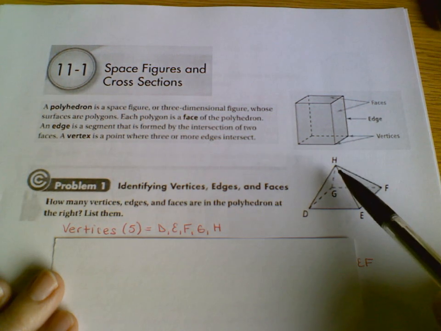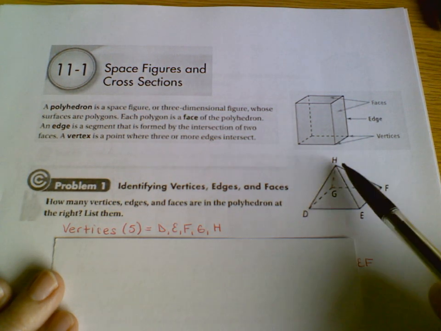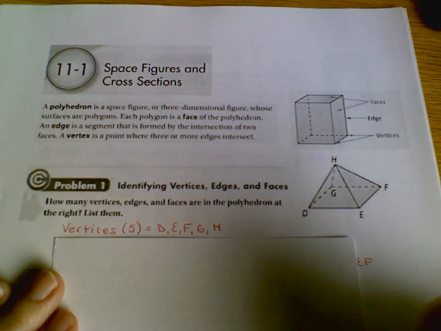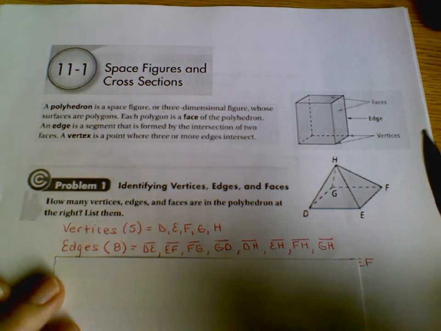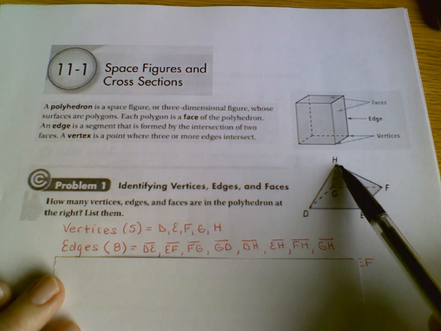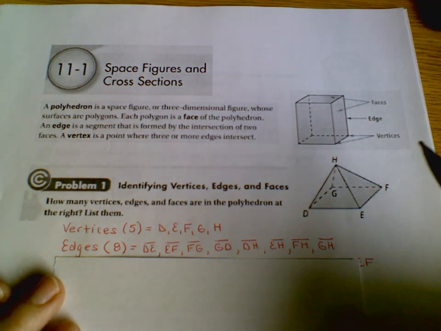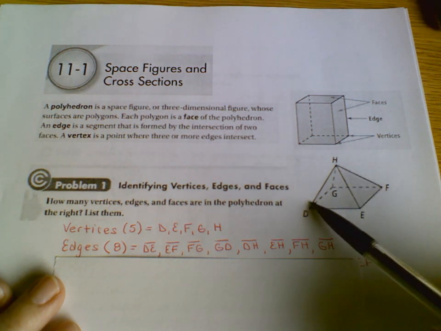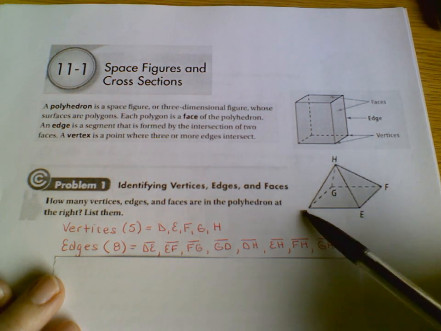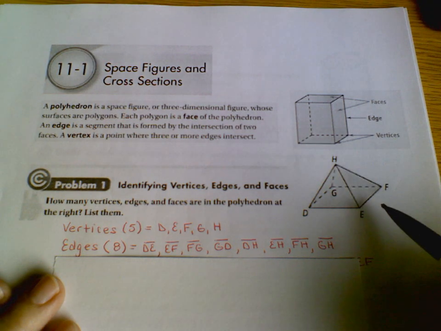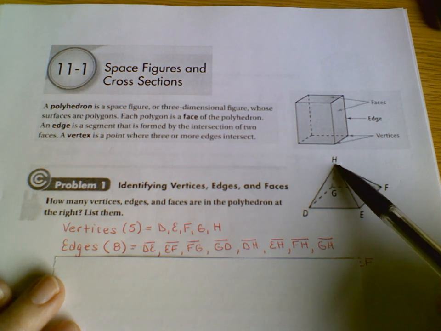Your edges are where my faces intersect or where they connect. So you would have 8 of those. 1, 2, 3, 4. 1, 2, 3, 4. Then I just listed all those line segments: DE, EF, FG, GD. And then I went DH, EH, FH, GH.